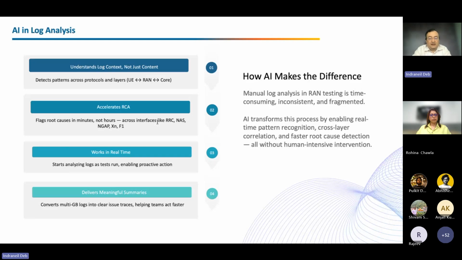of the problems that are faced by development teams, right? So this was a primer on how AI is typically leveraged to address challenges in log analysis at a very high level.